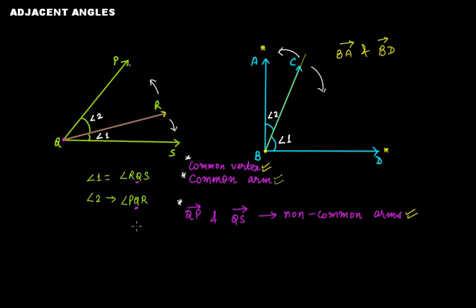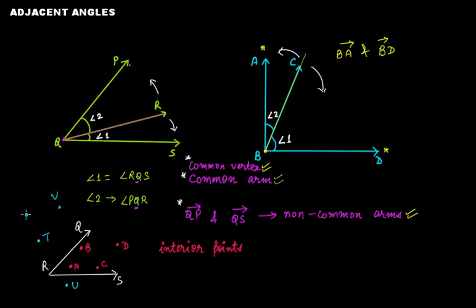One important point: let's say we have an angle QRS. If we take points here, let's say this is A, this is B, this is C, this is D, then these A, B, C, D are interior points. And if we take points T, U, V, G or H, these are exterior points. So interior points and exterior points to a given angle, that is angle QRS.